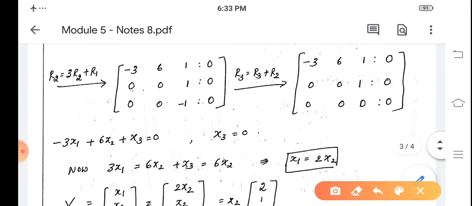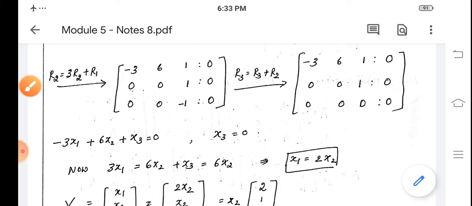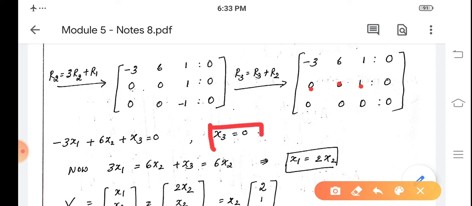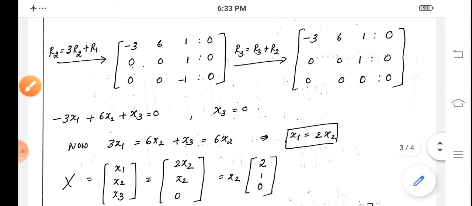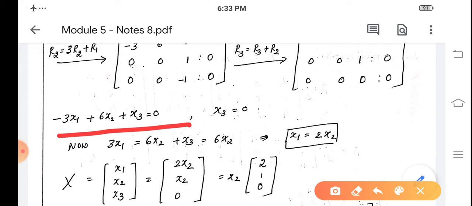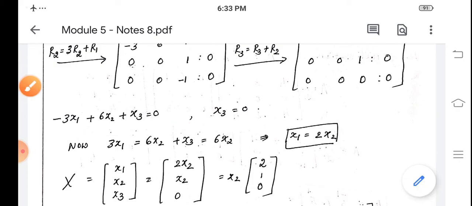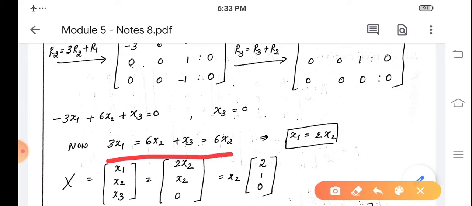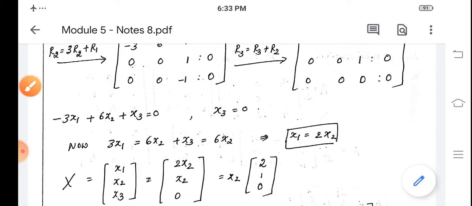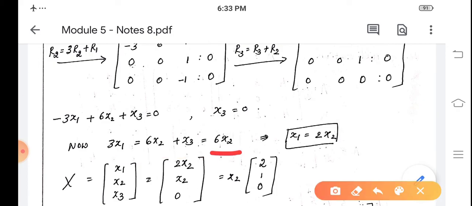So here, after getting echelon form, we can write the equation as -3x1 + 6x2 + 1x3 = 0, and 0x1 + 0x2 + x3 = 0. That gives x3 = 0. And here we have -3x1 + 6x2 + x3 = 0, or we write 3x1 = 6x2 + x3, that is equal to 6x2, or we write x1 = 2x2.